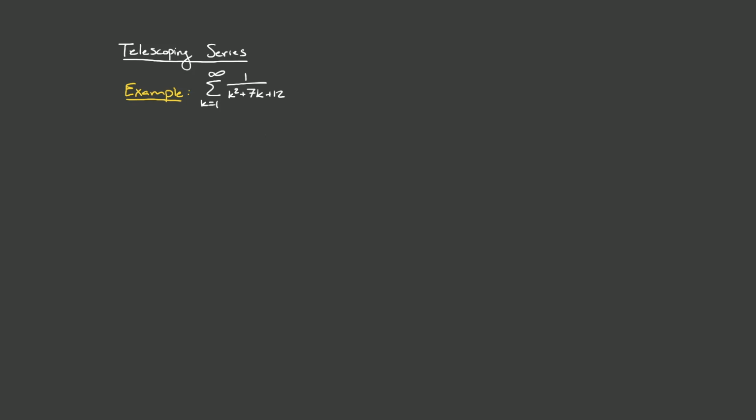Now, if I were to ask you to integrate this function, what would you do? I know it's been a while, but we all know that to integrate a rational function, we use partial fractions. So let's try the same thing here. First, we factor the denominator into k plus 3 times k plus 4, and then we compute the partial fractions decomposition. I'll leave out the details, but the punchline is that we get the sum from k equals 1 to infinity of 1 over k plus 3 minus 1 over k plus 4.